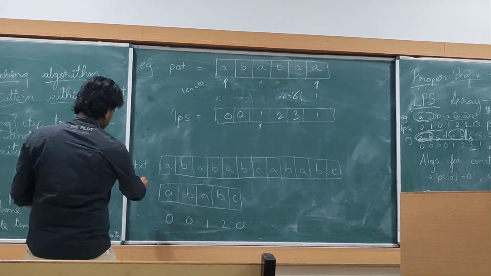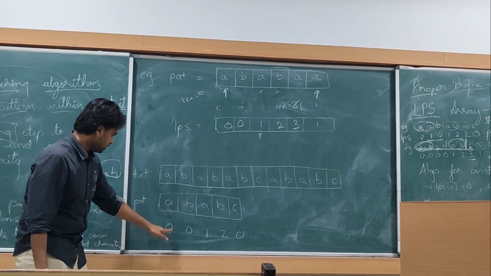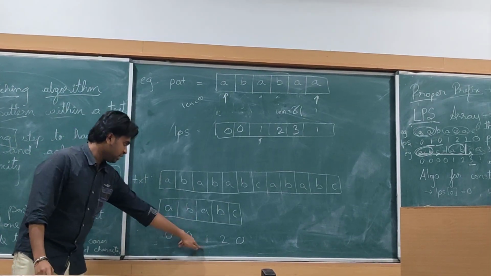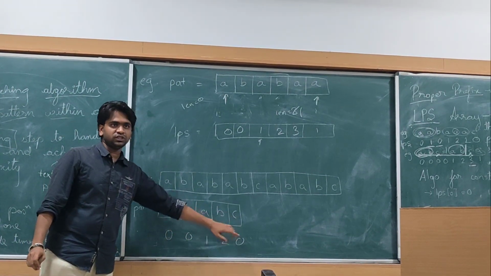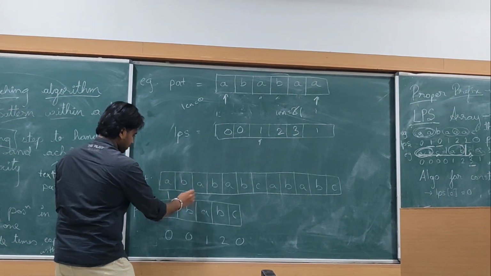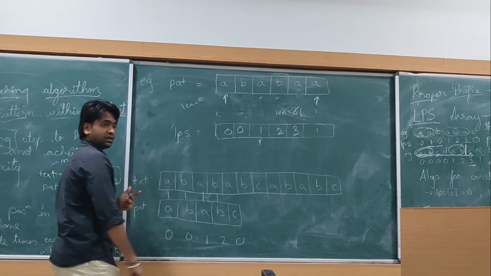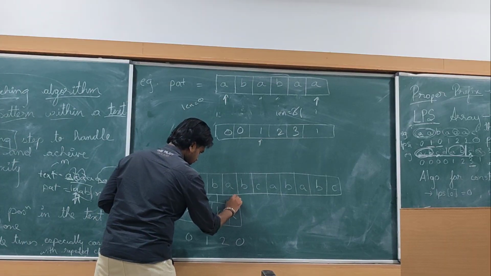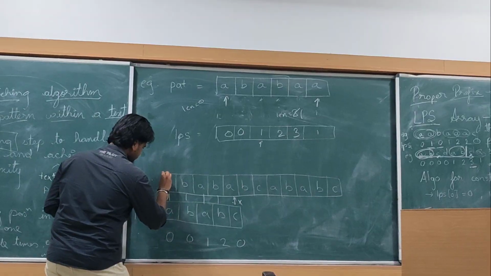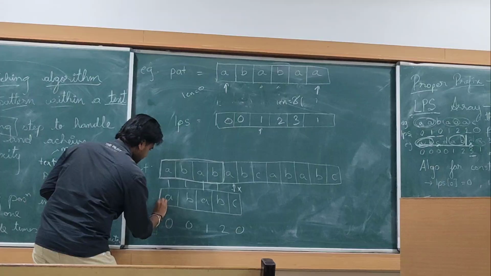How? Let us see. This is the text, this is the pattern. If you make the LPS array for it, it will be like this. Right? ABC is the pattern. What will the LPS array be? 0 0 A1 AB 2 C 0. Now see, A match, B match, A match, B match, AC didn't match. Now what I'm trying to say is, this was matching until this point.